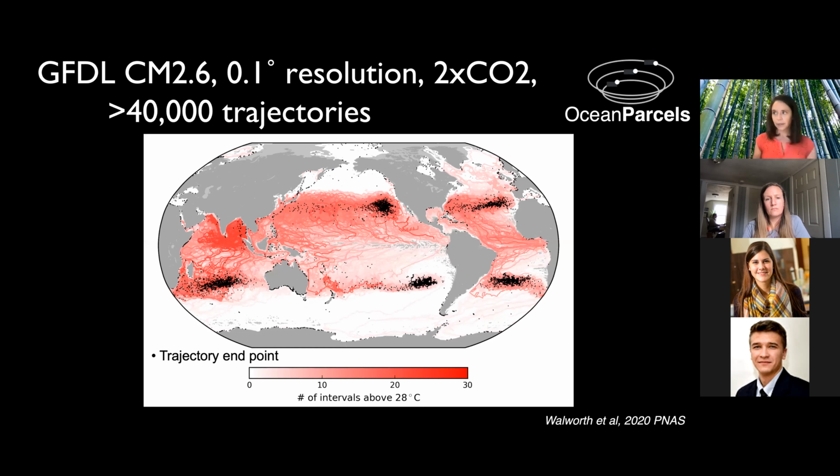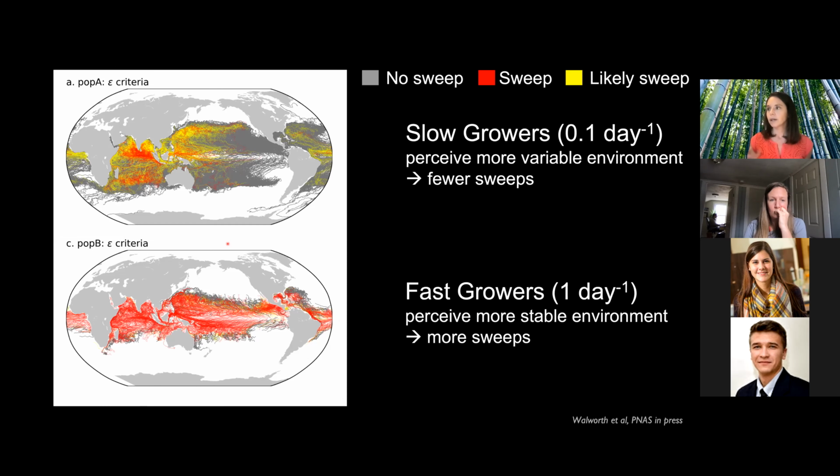So we wanted to understand what this means for the real ocean. So we ran these Lagrangian trajectories. We seeded the ocean model with basically little rubber duckies, and we followed them around and tracked what the environment was they experienced in terms of fluctuations. And then we analyzed it in terms of two different population types. One was a slow grower who was doubling very slowly, and one was a fast grower. In our case, fast was growing at 1 per day.